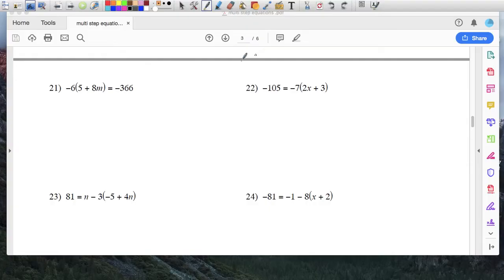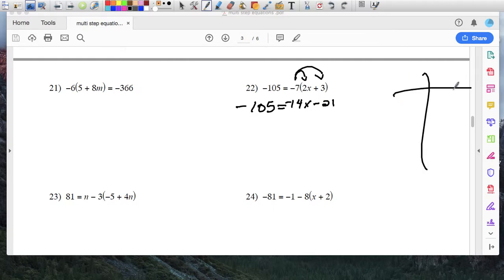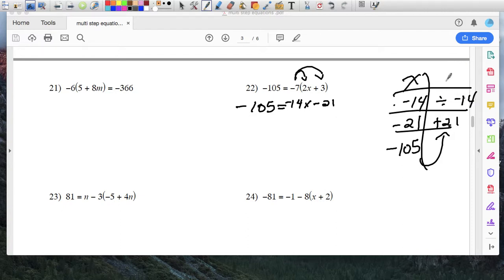Distributive property, yes. Negative 105 equals: a negative times a positive is negative 14x. Negative times a positive is negative 21. We have a variable x, which is being multiplied by negative 14. Subtract 21 gives you negative 105. Going backwards, we're going to do plus 21 on both sides, and then divide both sides by negative 14.